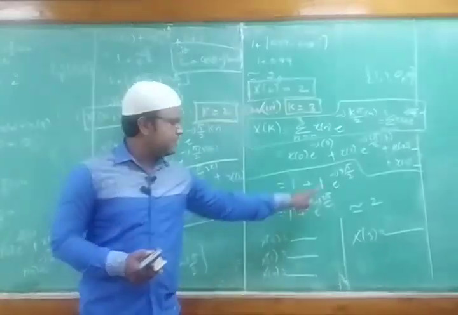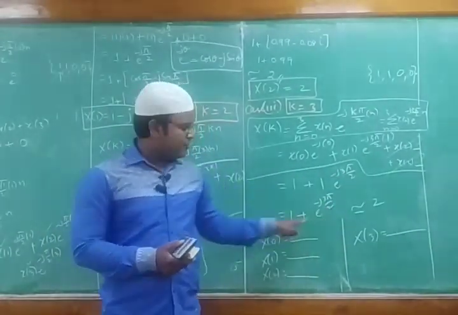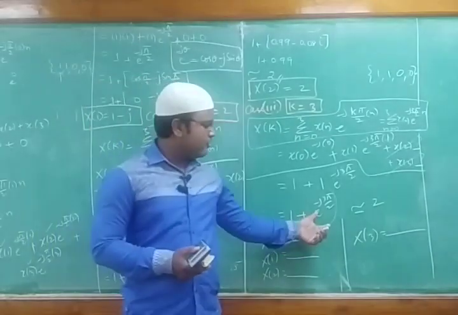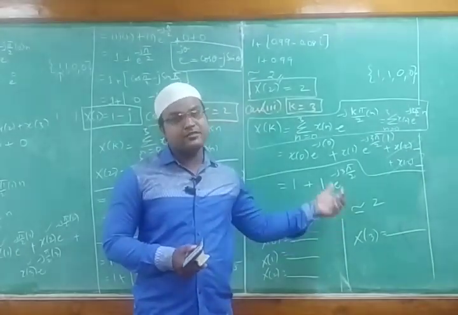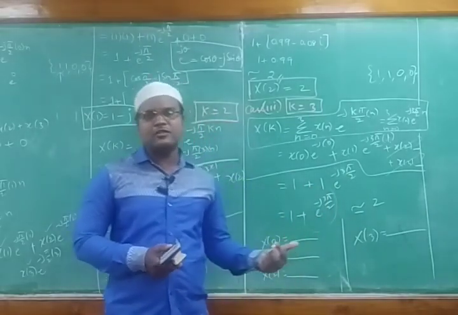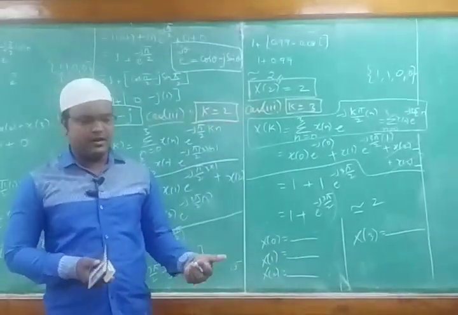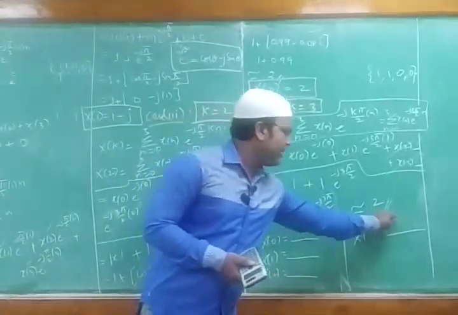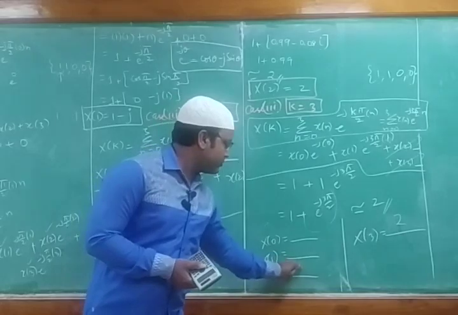So 1 plus e power minus j 3 pi by 2 we got. So 1, what is e power minus j? We've already found in the previous case. So that is also 0.99 minus 0.008. That 0.008 will not write. So 1 plus 0.99, it's 1.99. Approximately equals to 2. So what is this x of 3? We do have 2. And x of 2 is also we got 2.